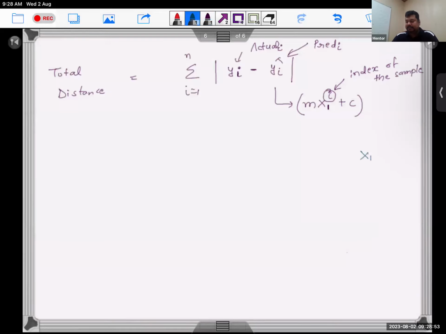So x1 of i will give you the feature value. Let me call it like this: x1 of 1 will give you the first feature value, x1 of 2 will give you the second feature value, x1 of 3 will be the third feature value, and so on. Is that part clear?